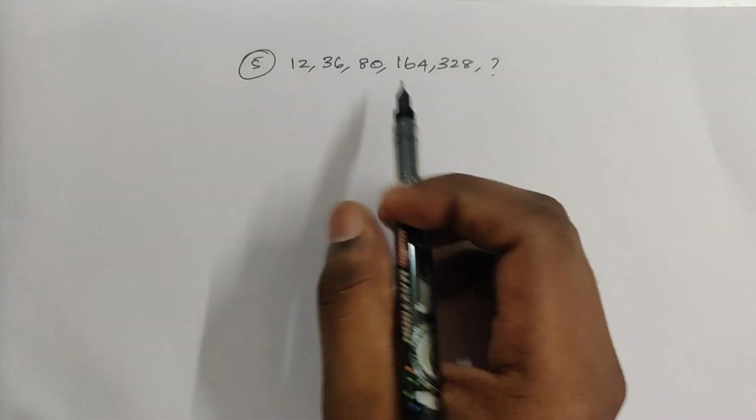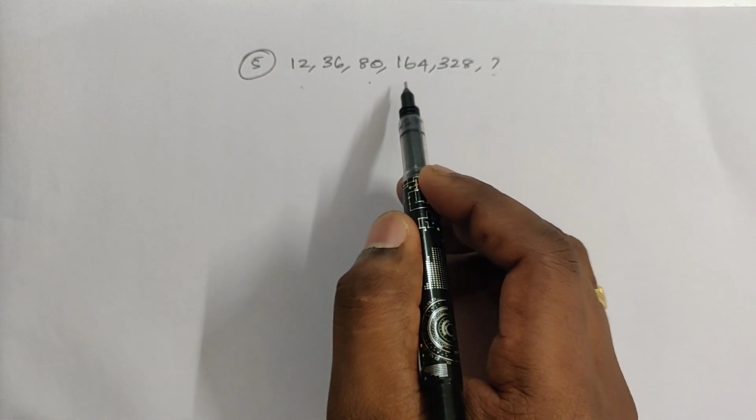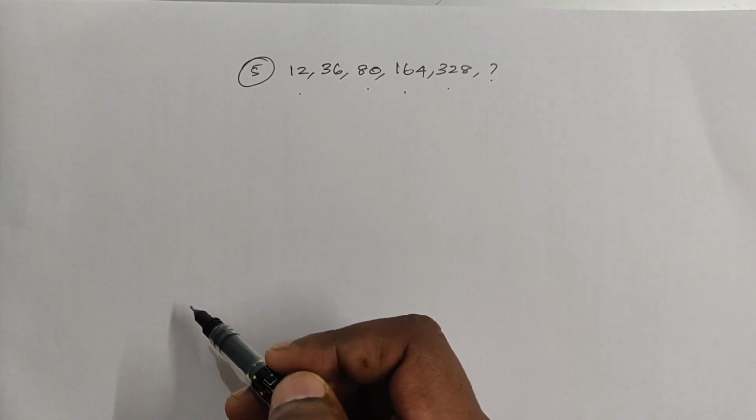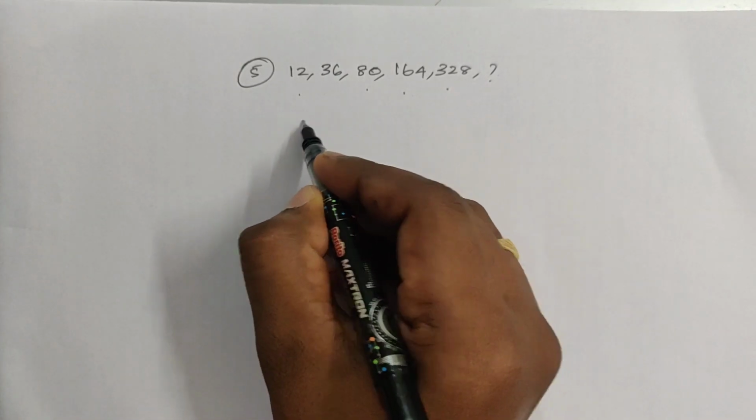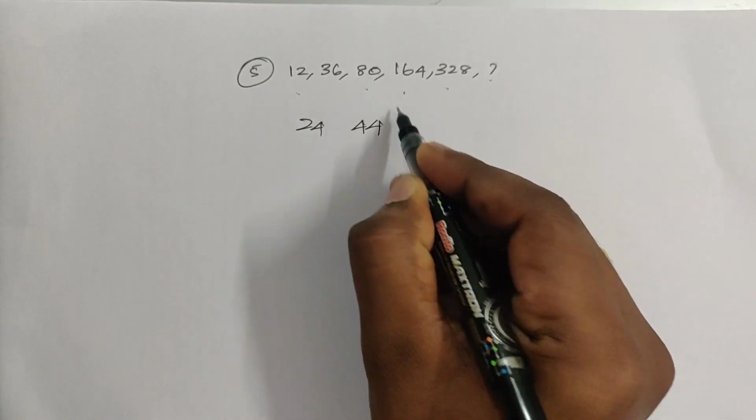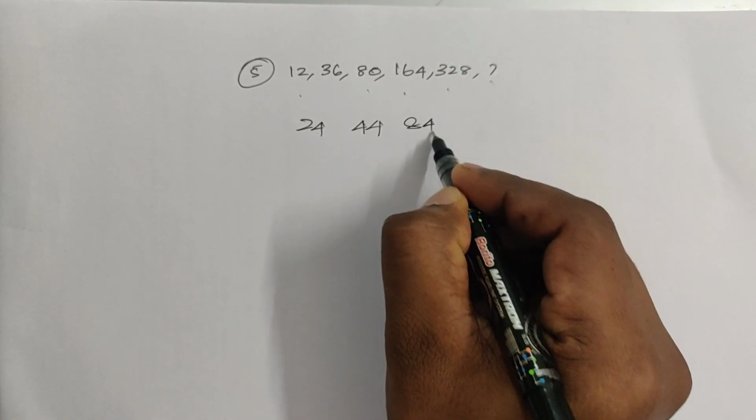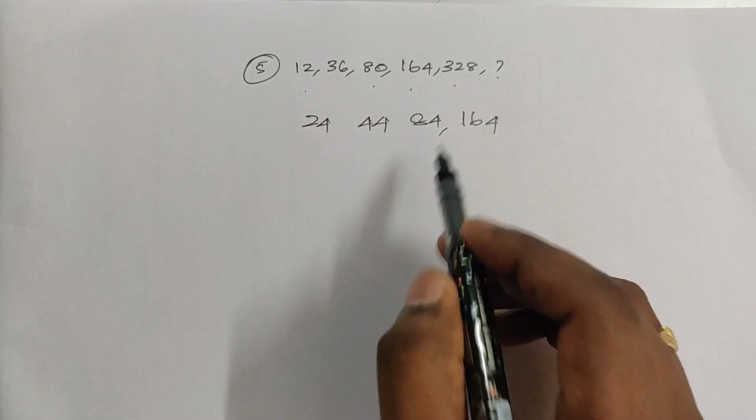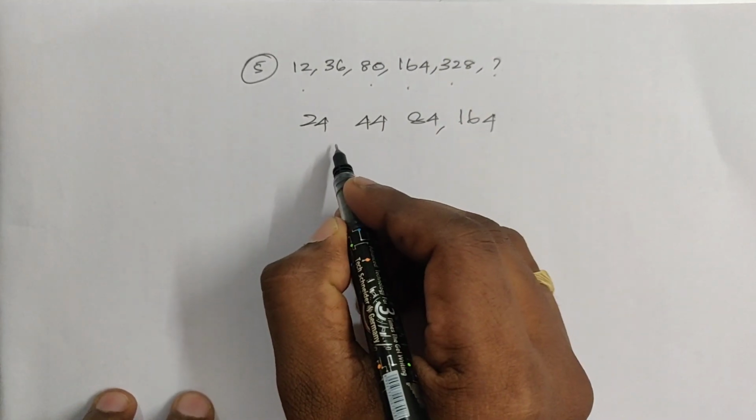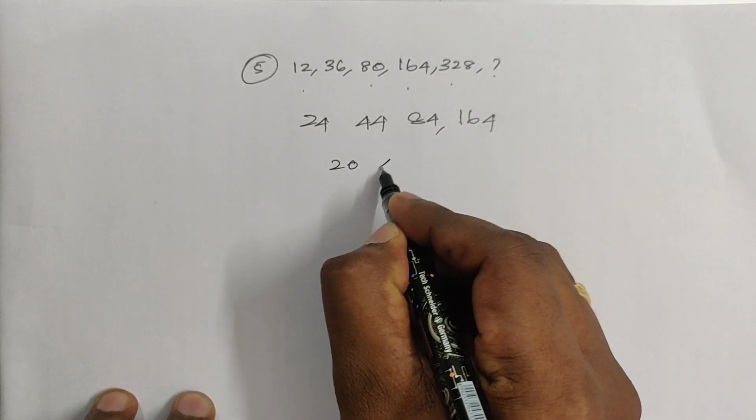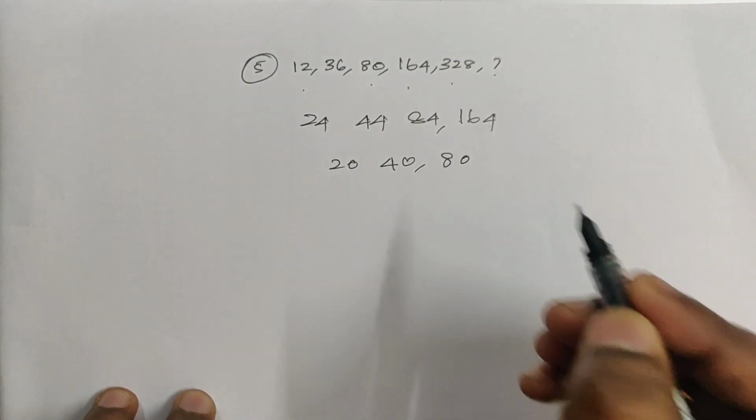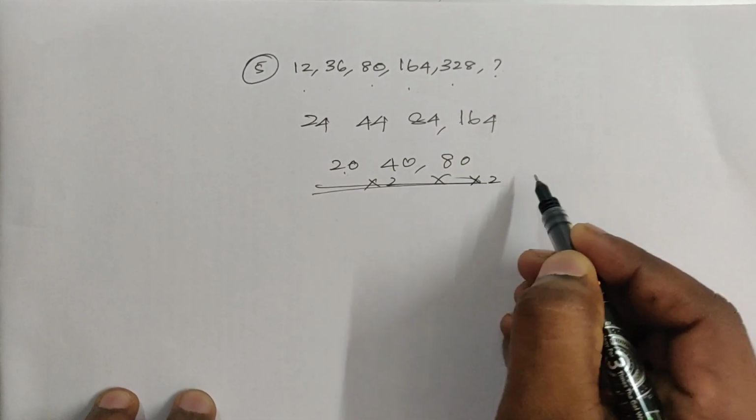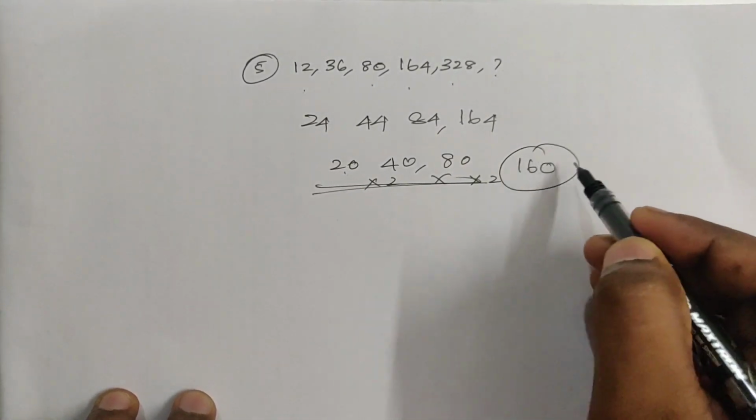So the fifth question is 12, 36, 80, 164, 328 and then question mark. Here also we will try to go for the difference first. The difference here is 24, 44 and 84, 164. With this I cannot find any logic here. So what I'll do, I'll go for the difference once more. 20, 40, 80. With this I can find a connection. 20 into 2, 40 into 2, 80 into 2 is 160. So I have to add 160 to 164.